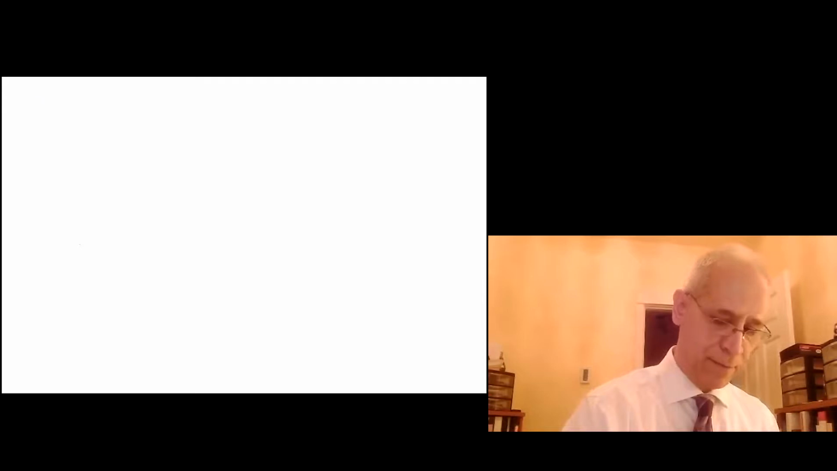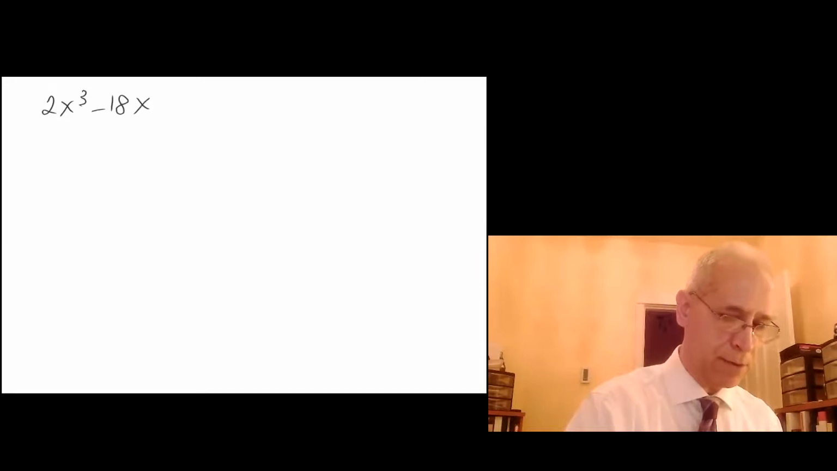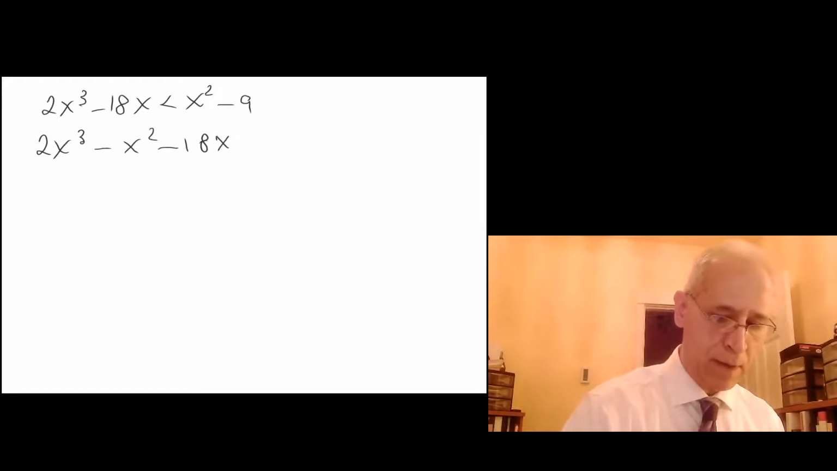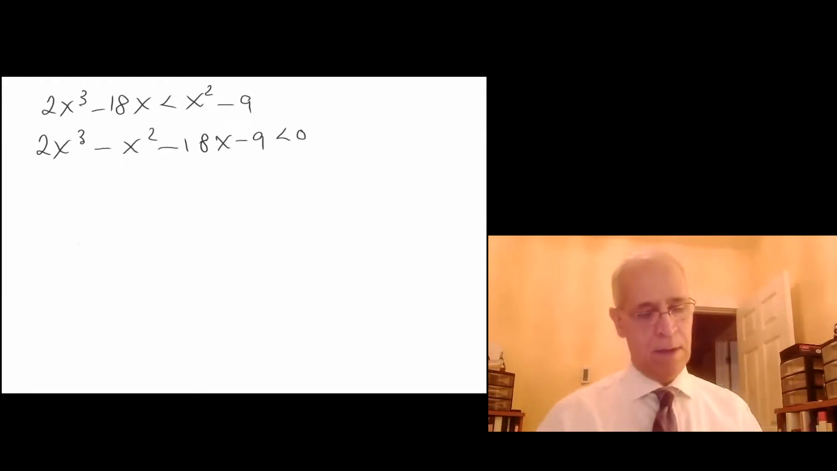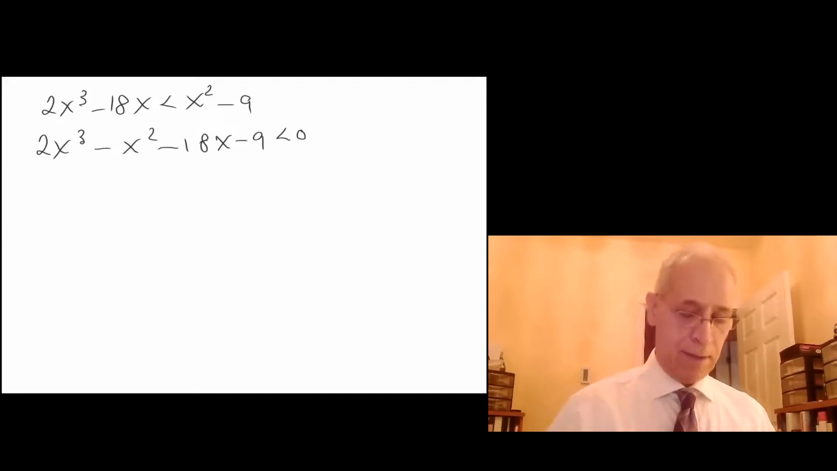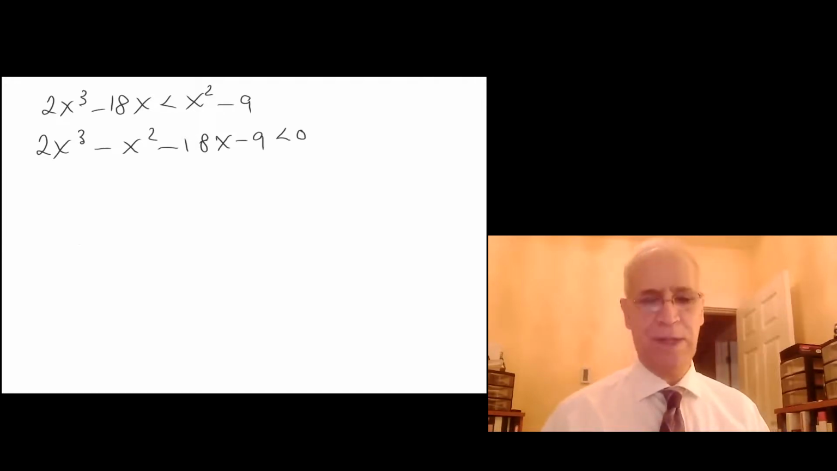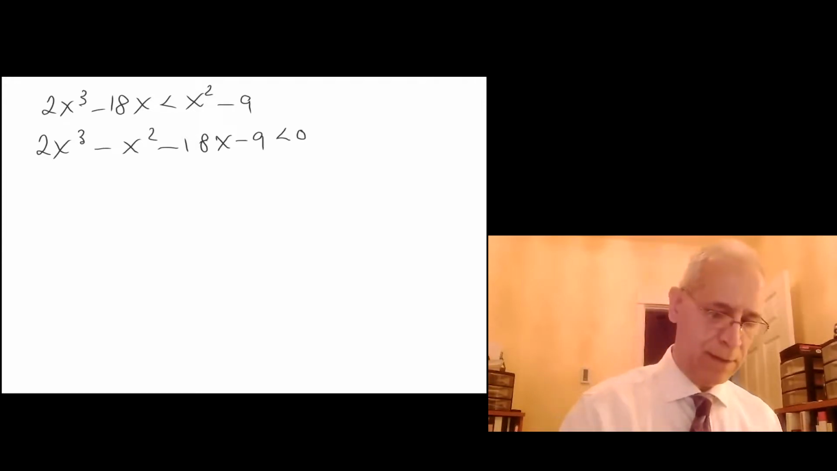Suppose I have 2x cubed minus 18x smaller than x squared minus 9. Bringing everything to the left-hand side, now I have 4 terms. I'm going to use factor by grouping. Here's one group, here's the other group.